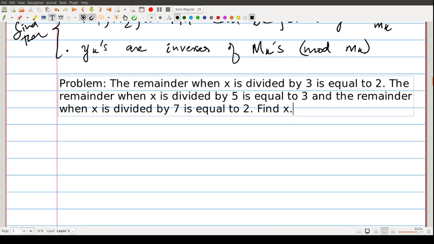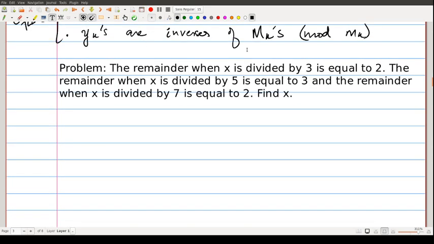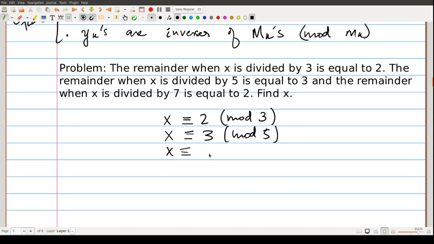So this is the problem, and the problem of course can be translated into the language of modular arithmetic, which is as follows. This is a system of equations that we have to write down. So we're saying that when x is divided by 3, the remainder is 2, which means x is congruent to 2 modulo 3. Similarly, x is congruent to 3 modulo 5, and x is congruent to 2 modulo 7, right?